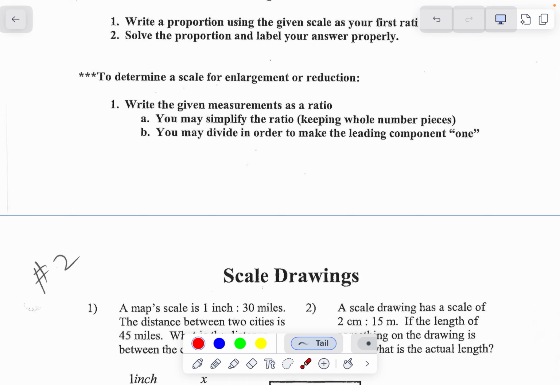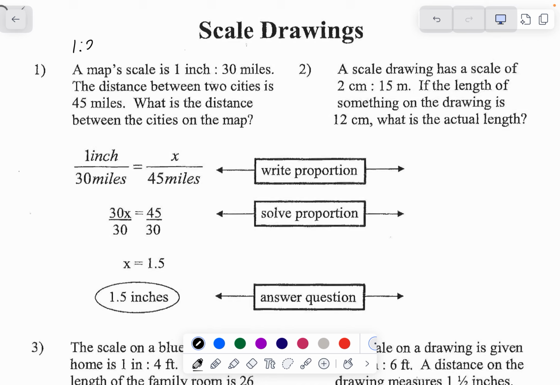So let's take a look at problem number 1. Now they've set it up, but let's read this problem here. They're kind of giving us a guide so that we can jump to number 2. Okay, so let's read number 1. It says a map scale is 1 inch is 30 miles. So that's 1 to 30. We can write it as 1 dot dot 30, 1 over 30, or 1 with the word "to" 30. All 3 of those things are equal. Now it says the distance between 2 cities is 45 miles. What is the distance between the cities on the map?